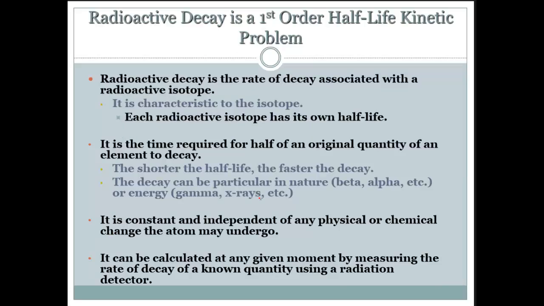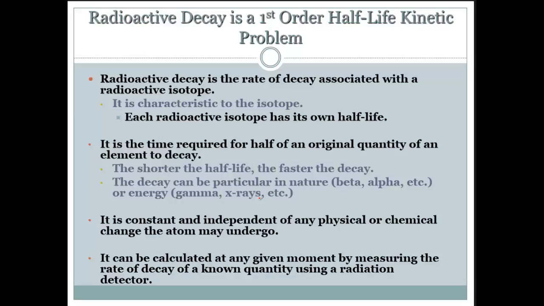Radioactive decay is the rate of decay associated with a radioactive isotope. It is characteristic to that isotope. Each radioactive isotope has its own half-life. It is the time required for half of the original quantity of an element to decay. The shorter the half-life, the faster the decay.